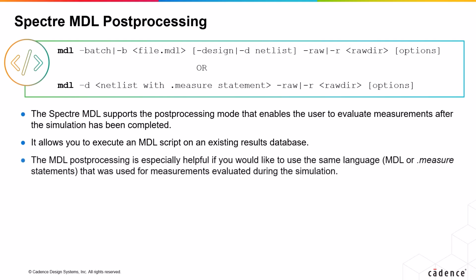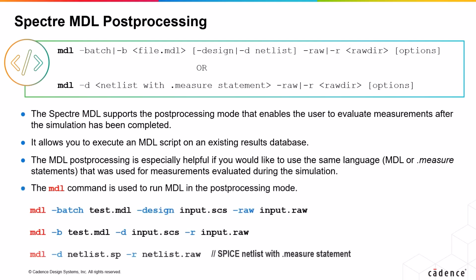The MDL post-processing is especially helpful if you would like to add new measurements to the MDL control file or the design netlist file to evaluate the measurements during simulation. Note that it's not the Spectre MDL command that runs the MDL post-processing, because Spectre MDL runs the whole simulation in batch mode. So just use the MDL command to run MDL in the post-processing mode.